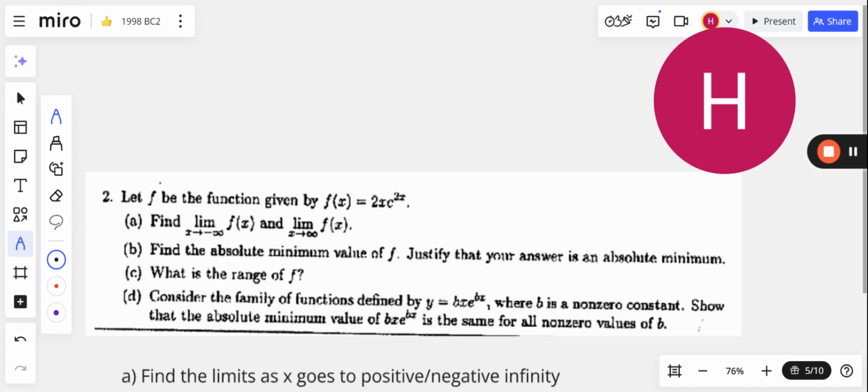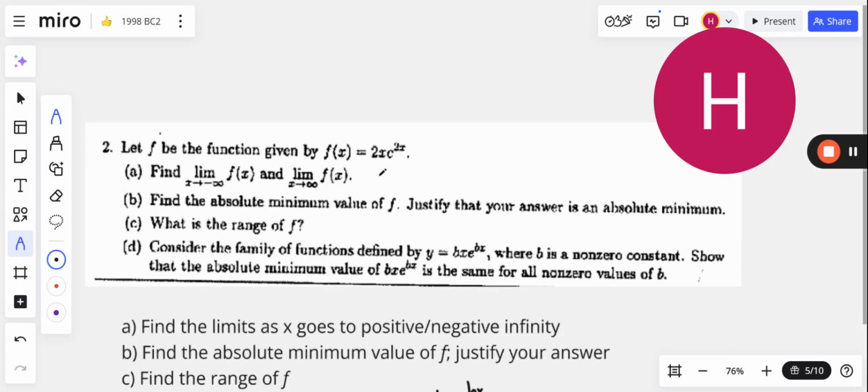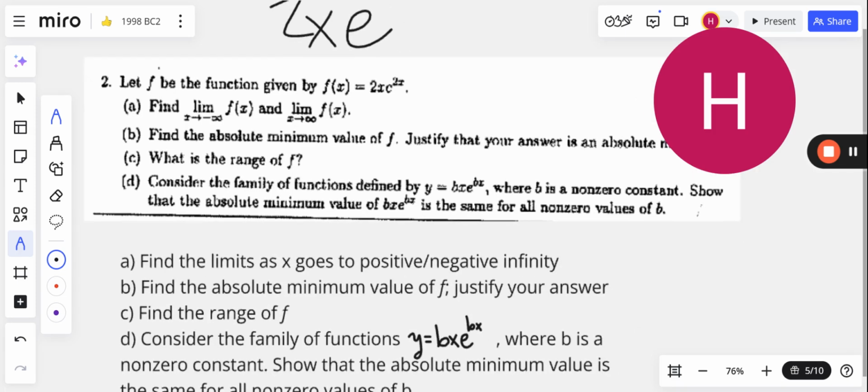So because this was so blurry, I wanted to type things out just to make sure that you can read the question clearly. The function is sort of hard to read otherwise. The function is 2x times e to the 2x. Okay, that's the function. And I've typed out what these parts are basically asking of you. Part A, find the limit as x goes to negative infinity and the limit as x goes to positive infinity of the function. So let's start there.